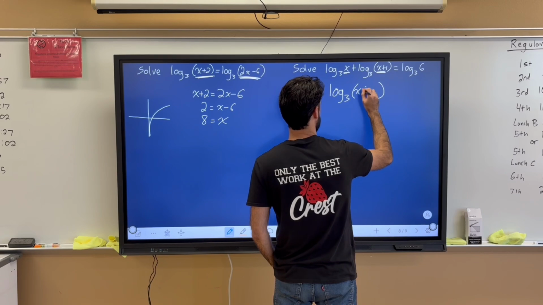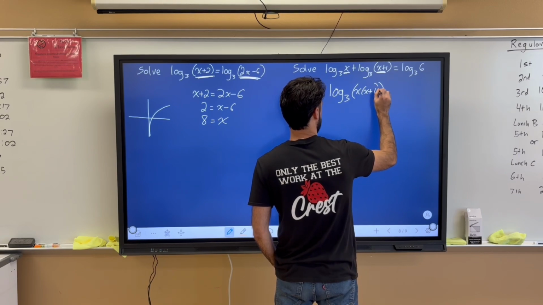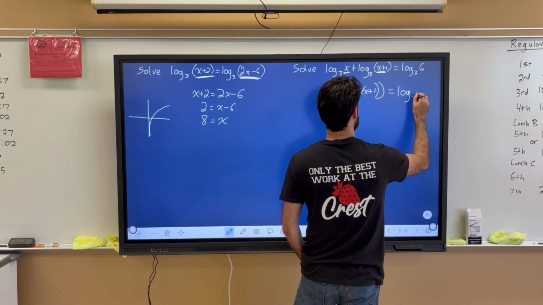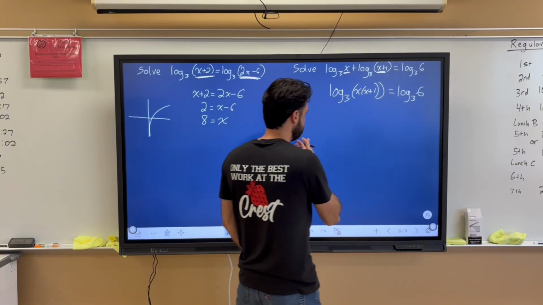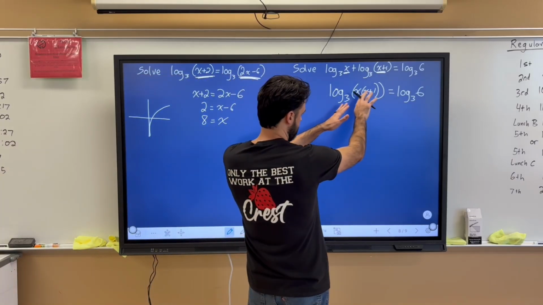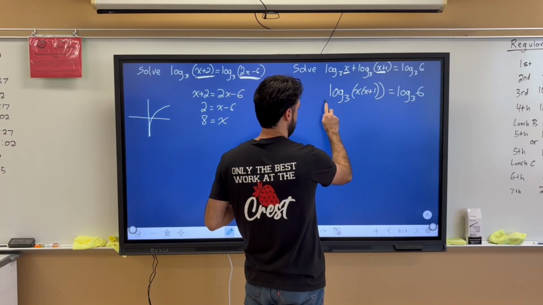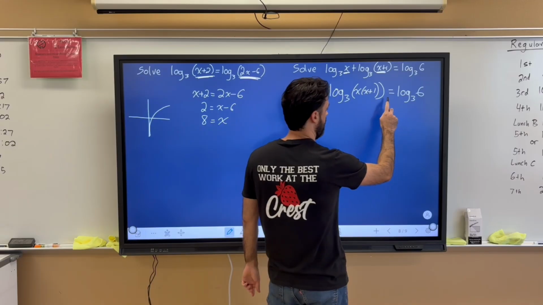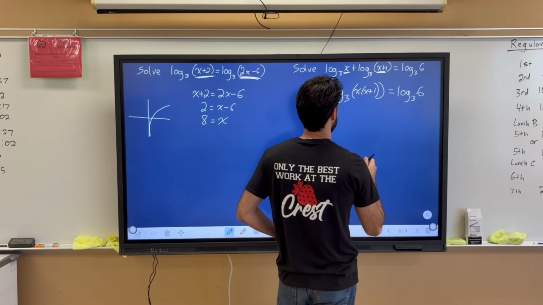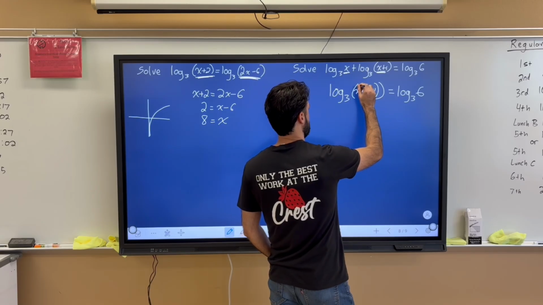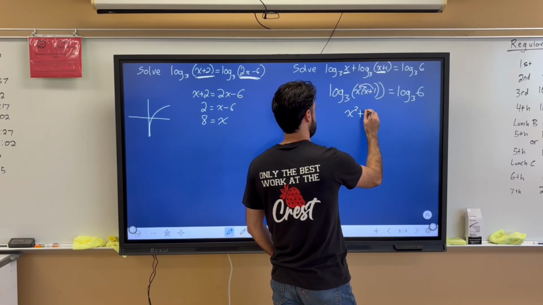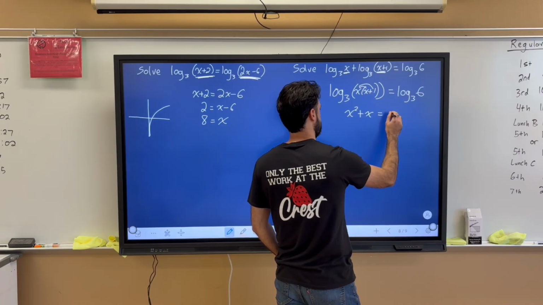So we're going to write it like this: x times x plus 1, and then equals log base 3 of 6. Now we're going to distribute that x in a second, but now we have a log base 3 on the left and a log base 3 on the right, so we can just get rid of the logs and set these equal to each other. While we do that, I'm going to distribute that x. That gives us x squared plus x equals 6.